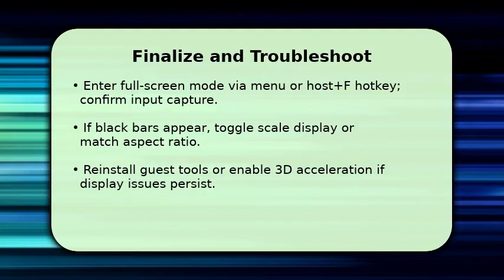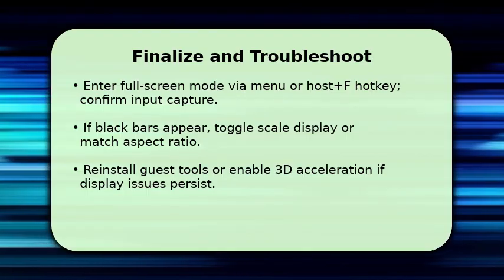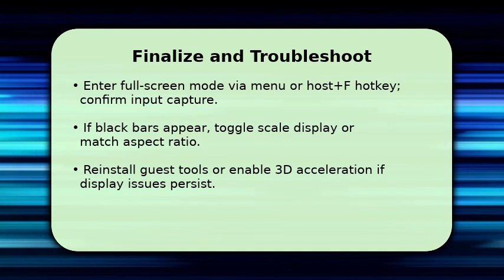If you notice black bars or letterboxing, toggle the scale to window option or pick an aspect ratio that matches the physical display. If the screen still won't expand, reinstall guest tools, enable 3D acceleration in VM settings, and reboot. A single key troubleshooting tip: reinstall guest editions and reboot. Most full screen problems resolve after that.